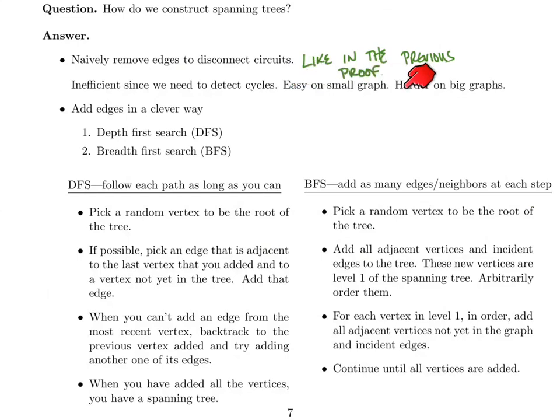On small graphs, it's pretty easy. On big graphs, it can be difficult. So it is not really the most efficient way to go about creating spanning trees. Instead, we're going to choose to build the tree up in clever ways. I think you may be familiar with these from your data structures classes: depth first search and breadth first search of graphs.